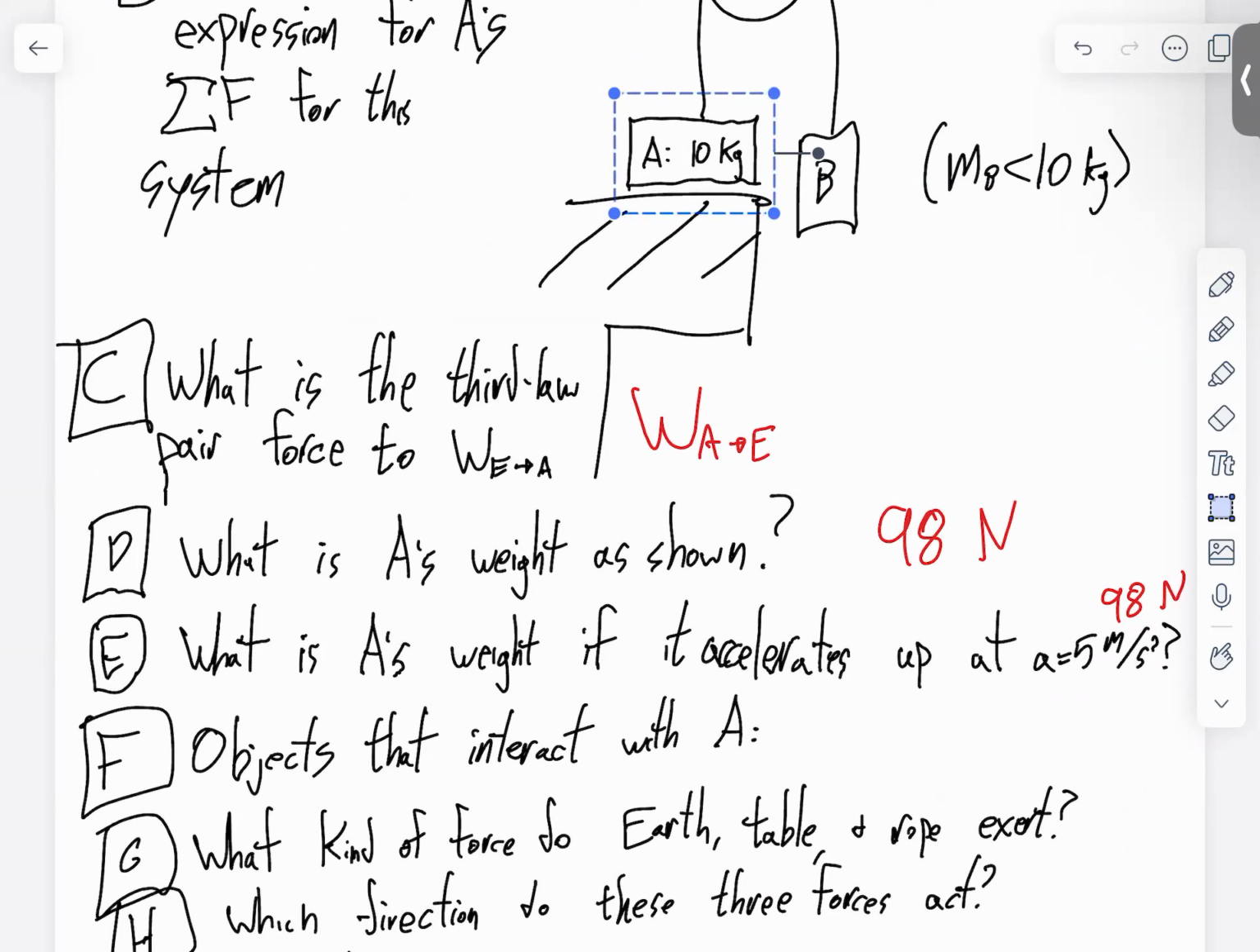If it's a weight force, W. If it's a normal force, N. If it's an arbitrary applied force, F. If it's a drag force, D. If it's a buoyant force, B. Yeah? Normal force, N. I think I already said that. So in order, Earth, table, rope. What kind of forces? And then H is what direction does each force act? In that order, Earth, table, rope: pull up, push down, what?